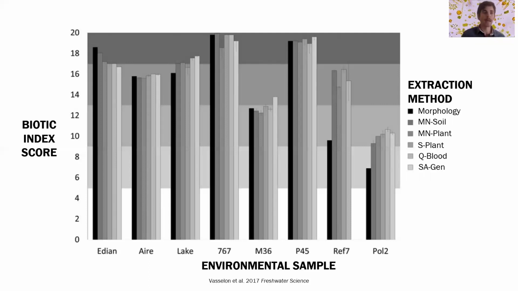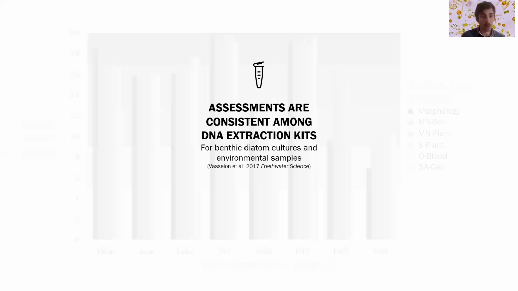So here on the y-axis is a biotic index score for which 8 different environmental samples for stream biofilms were run. And each bar for each sample is a different DNA extraction method. And you can see that there's not a huge difference in the final biotic index score, so the extraction method really isn't driving the differences in assessment between different samples. So at this point, assessments are more or less consistent among DNA extraction kits.